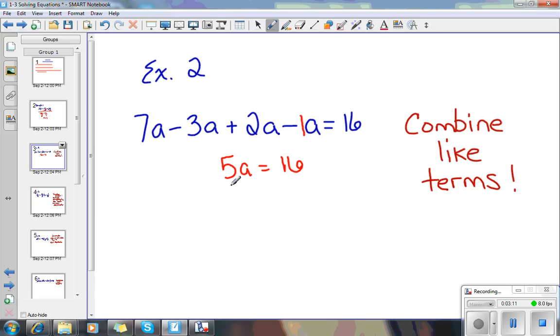Now we want to undo multiplication, so we divide each side by 5. And my answer, a equals 16/5. It is fine to leave your answer as an improper fraction. It is simplified because there's nothing that goes into 16 that also divides into 5. So you can leave your answer like that. If you want to change it to a decimal, you can, but you don't need to.